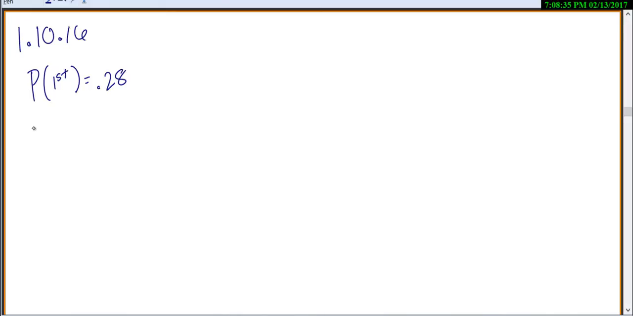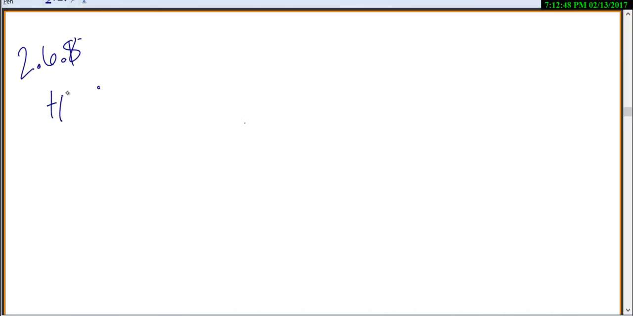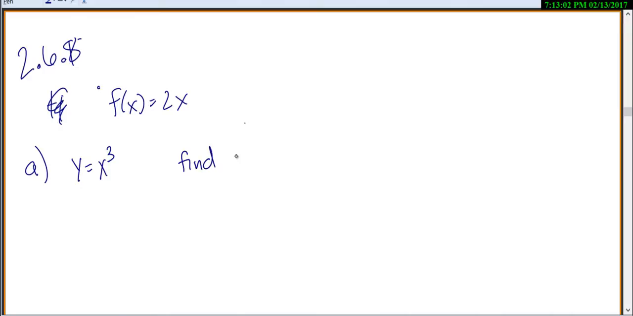Professor? Yes? We just have a quick question about the format of the test. You start with f of x equals 2x, and they say find the PDF and the expected value for y in all the following cases. So like for A, y equals x cubed. Okay, and we want to find the PDF and the expected value of y.